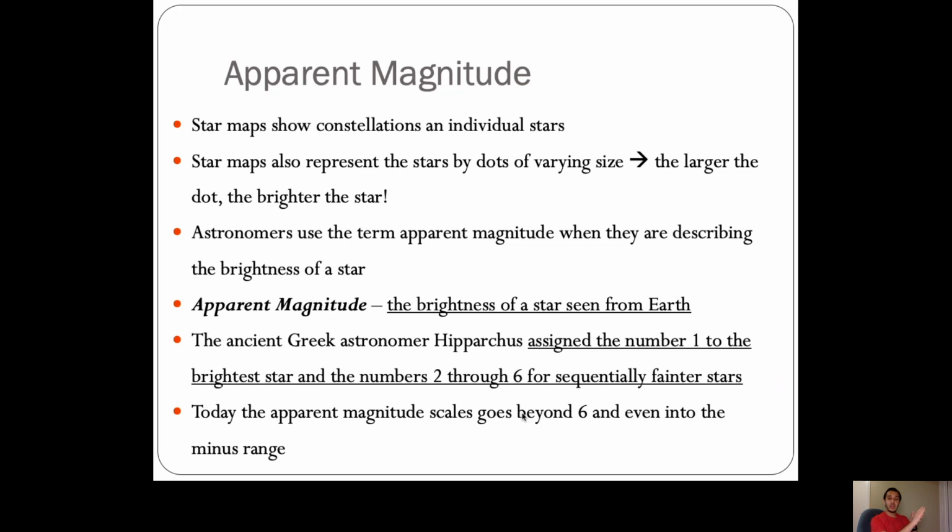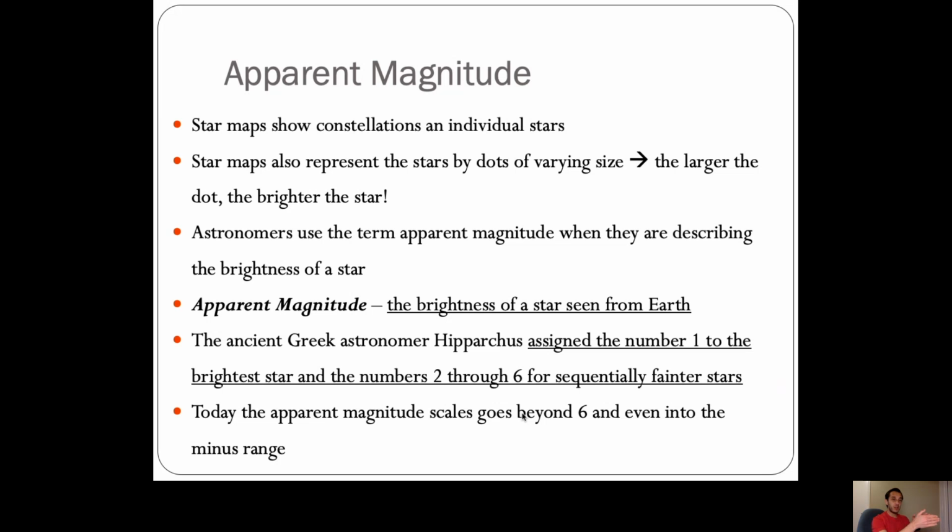Hipparchus. And what he did was he assigned the number 1 to the brightest star and the numbers 2 through 6 for fainter stars. Okay, and we can actually go beyond 6 because we can see stars that are further away, and we can go into the negative numbers because we can see stars that are even brighter. Okay, but what it means by apparent is it says that's the brightness. Okay, so it's the brightness.